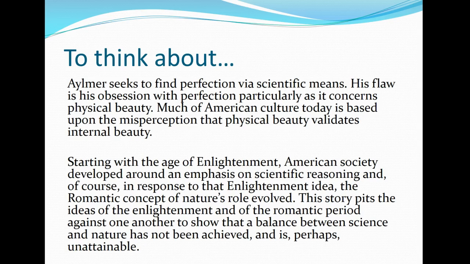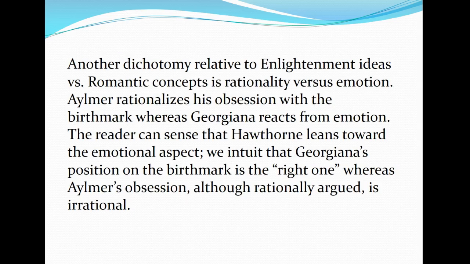Starting with the Enlightenment, American society develops around an emphasis on scientific reasoning, and of course, in response to the Enlightenment idea, the romantic concept of nature's role has evolved. This story pits the ideas of the Enlightenment, logic and reason, and the Romantic period, more of nature and beauty, against one another to show that a balance between science and nature has not yet been achieved, and it may be perhaps unattainable. So it may not even be possible.